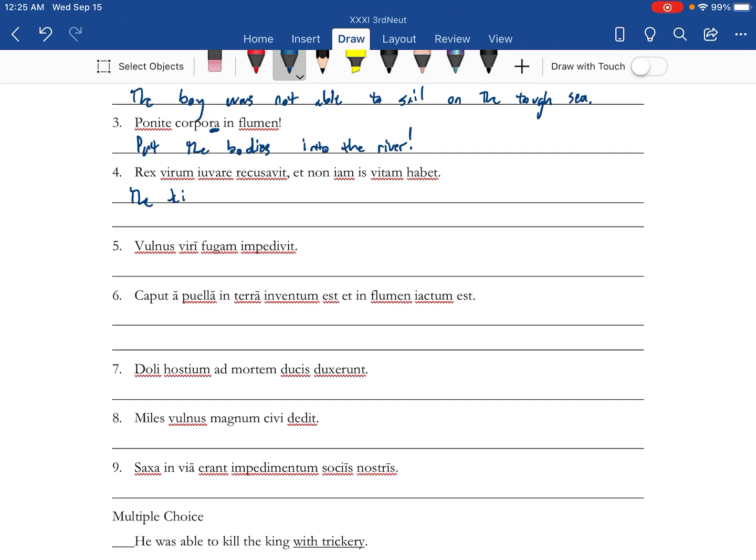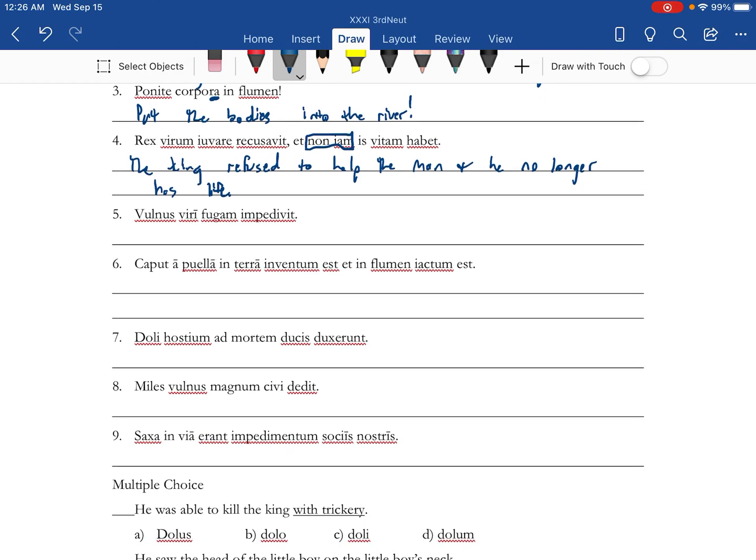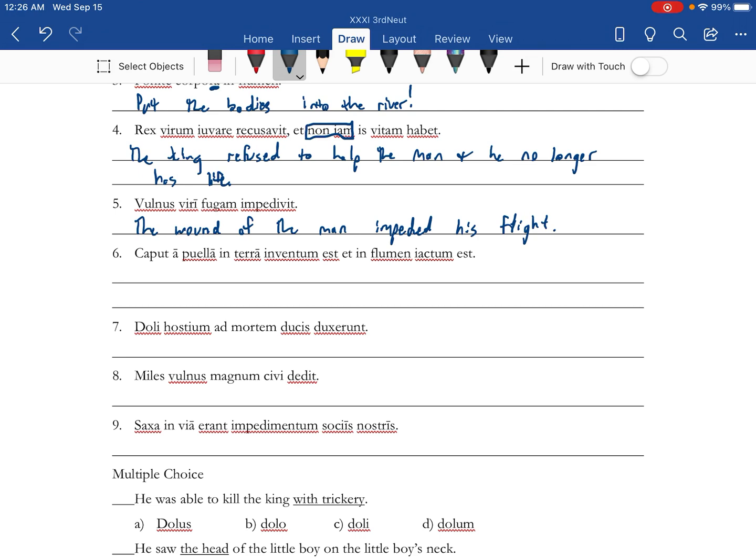Rex recusavit, the king refused to help the man. And he no longer has life. All right, remember this. Combos. Vulnus viri, the wound of the man. Impedivit fugam, impeded his flight. All right, caput, it's neuter, which is why we got a UM there. Perfect passive verb.